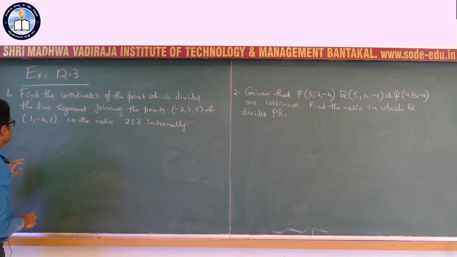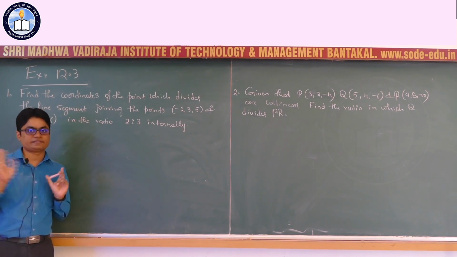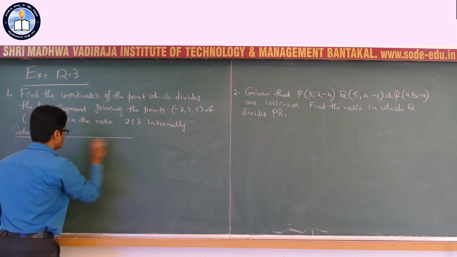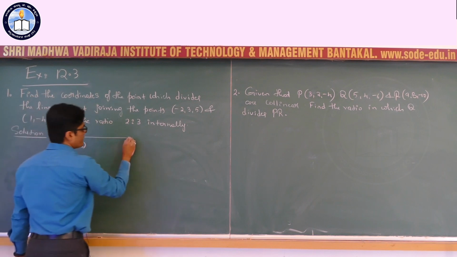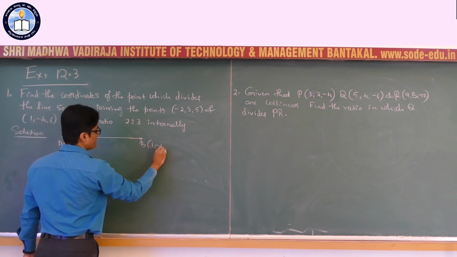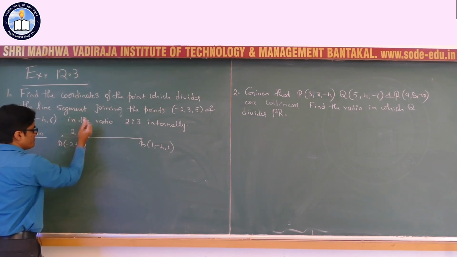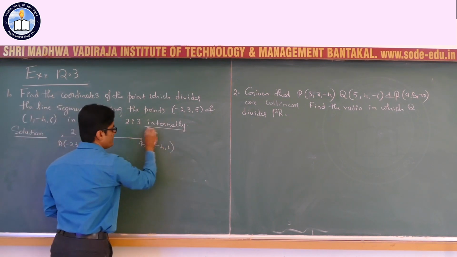Okay, so the first question in exercise 12.3. These exercises are based on the section formula, midpoint formula and centroid of a triangle. The first question is simple, observe carefully, a very simple problem. Find the coordinates of the point which divides the line segment joining the points A(-2, 3, 5) and B(1, -4, 6) in the ratio 2:3 internally. So internally, the point should be between A and B.